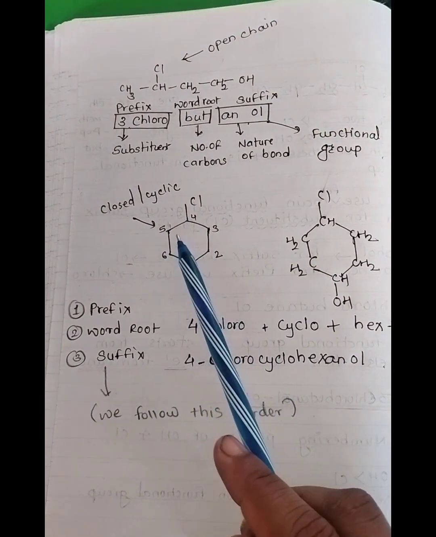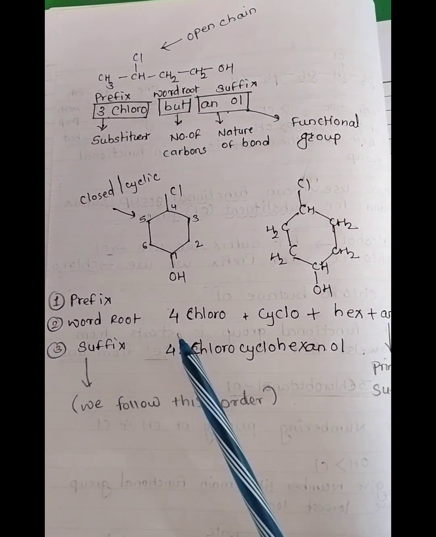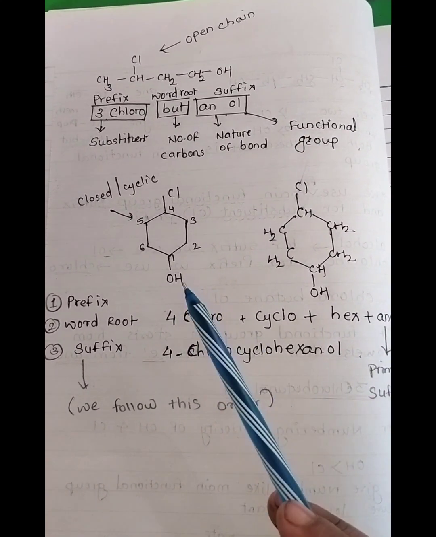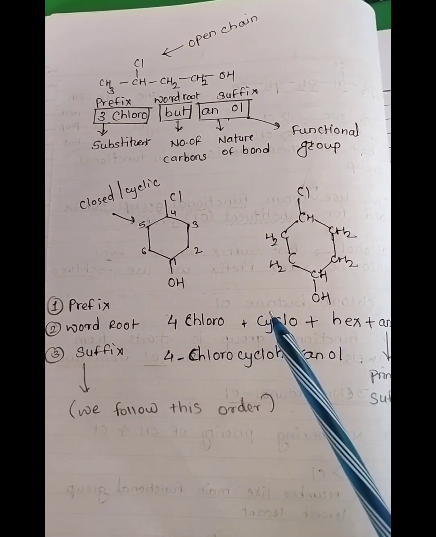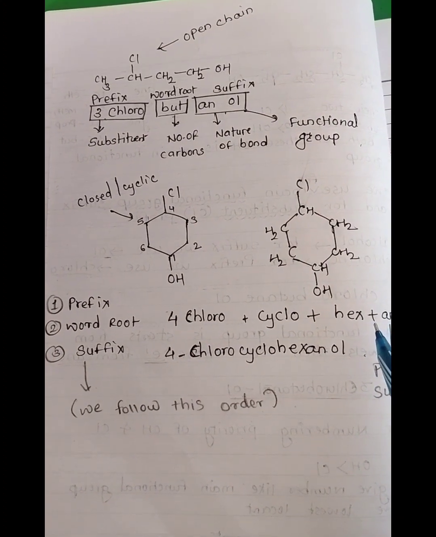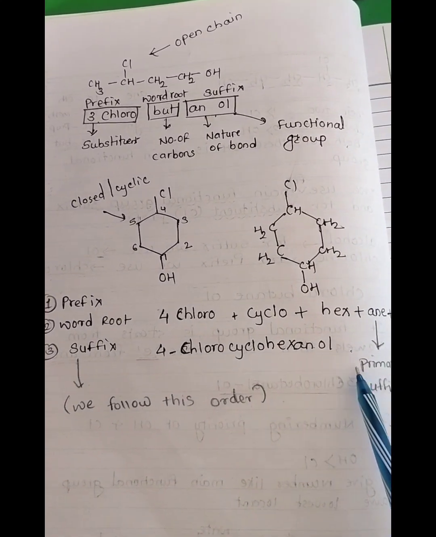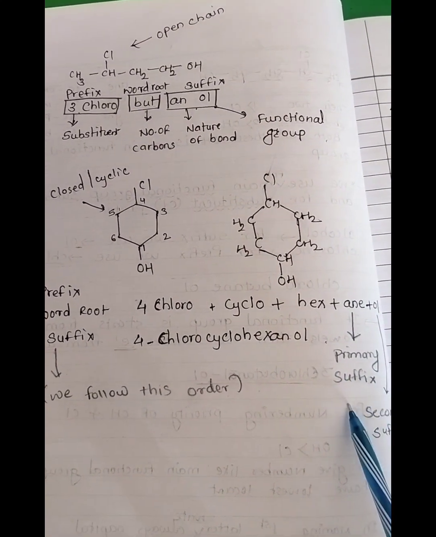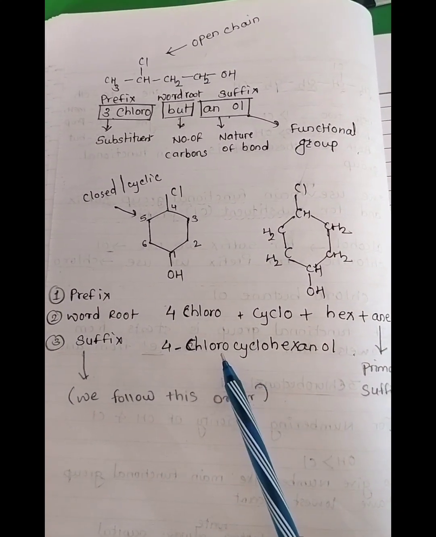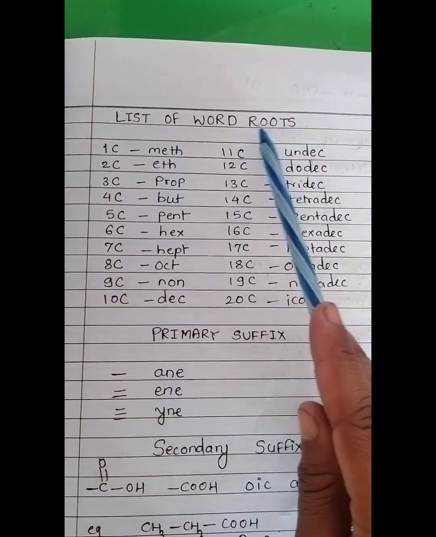Here it is a closed cyclic compound. We follow this order: prefix, word root and suffix. In this structure, 4-chloro is the prefix, and since it is in cyclic form, we add cyclo. The word root is hex and the suffix is ANE because there is only single bond, and OL is the functional group. ANE is also the primary suffix and OL is the secondary suffix. So the name of the structure is 4-chlorocyclohexanol.